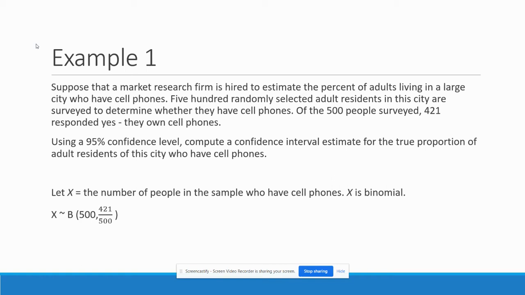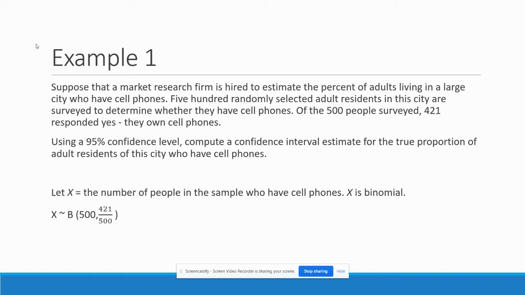Using a 95% confidence level, compute a confidence interval estimate of the true proportion of adult residents of the city who have cell phones. So I have a sample of 500, 421 of them have cell phones. So based on that, I want to make an estimate of all the people in the city who could have cell phones. All right. So this is a binomial distribution.